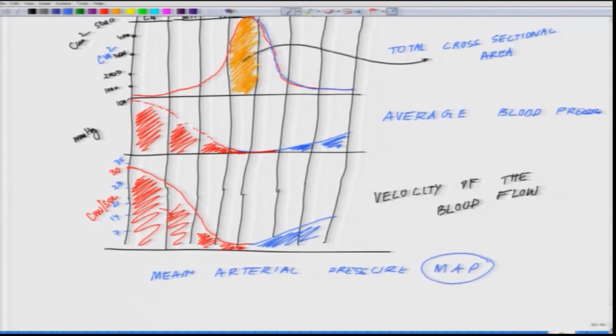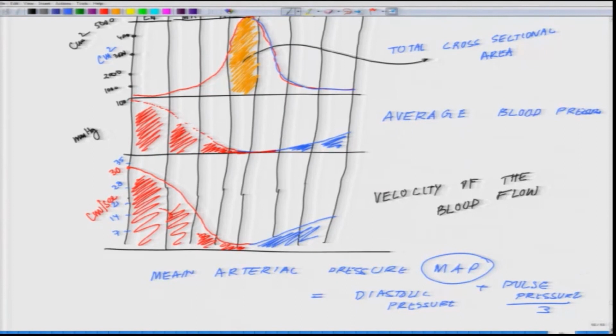Mean arterial pressure is equal to diastolic pressure plus pulse pressure divided by 3. This is how the mean arterial pressure is being calculated.